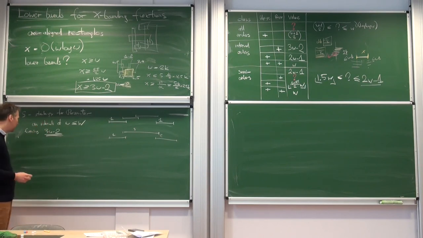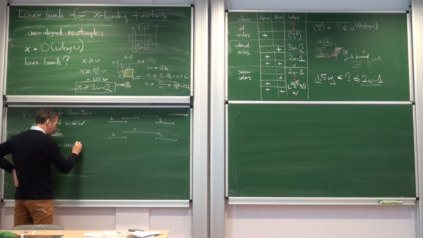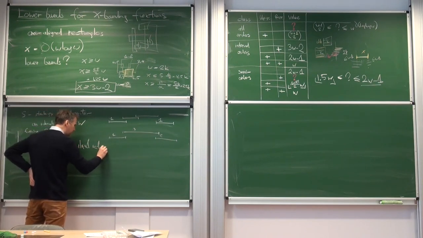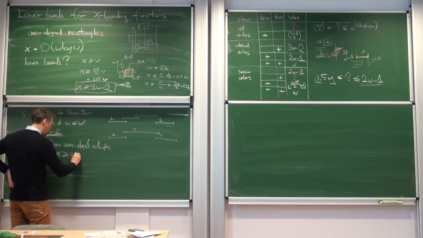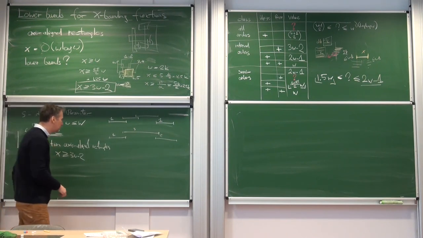Okay. And now, what is the idea? And then from this, we will get a collection of axis-aligned rectangles. And we will have the property that chi will be greater or equal than 3 omega minus 2. And how do we do it?